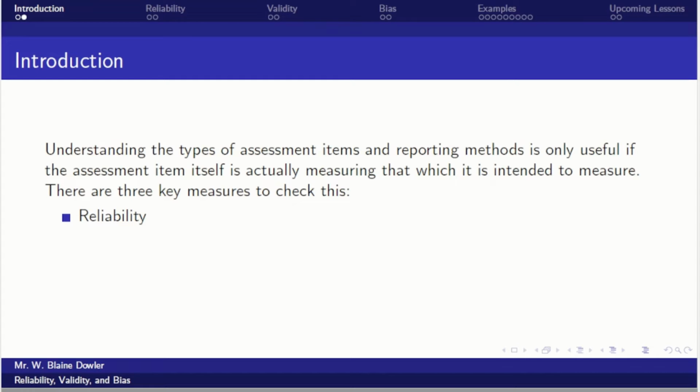So specifically, if we want to understand the types of assessment items and using them, we have to make sure that the assessment items are doing the job that they're intended to do. So the three key measures we're going to be using to check the performance of our items are reliability, validity, and bias.